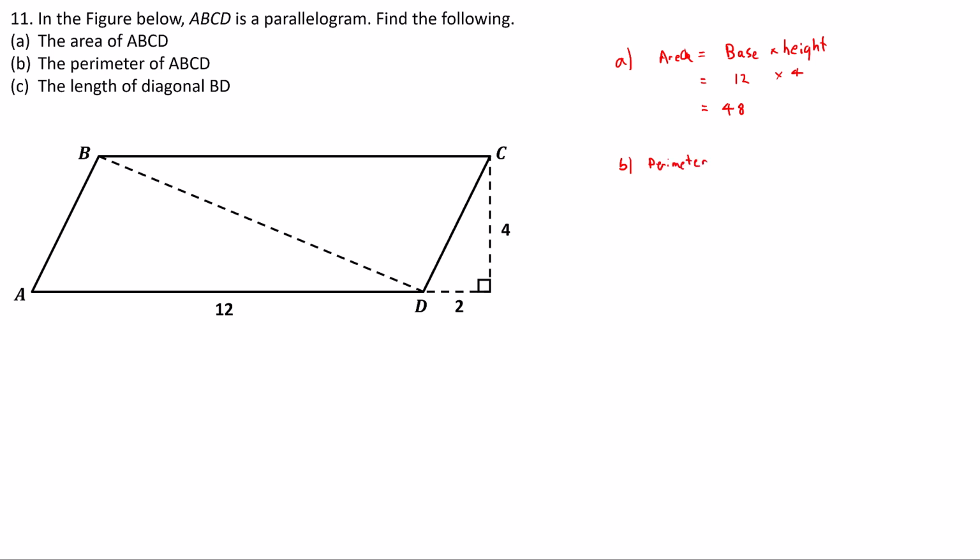And that's just the sum of the lengths of the sides. So we already know AD is 12. BC is also going to be 12 because opposite sides have equal lengths in a parallelogram. What about DC? Well, DC is the hypotenuse of this right triangle. So 2 squared, that's the square of one leg, plus 4 squared, that's the square of this other leg, equals DC squared. And we can solve for DC as follows.